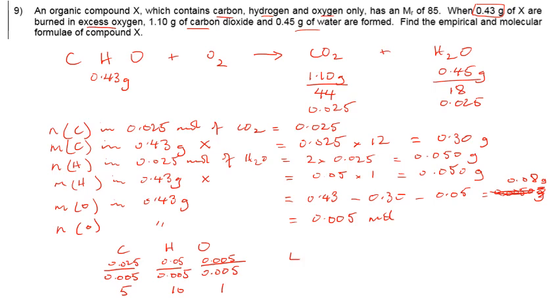Okay, so therefore our empirical formula is C5H10O, like so. And if we worked out the relative empirical mass, that's 5 twelves, 60, 70, 86, which is pretty close to this. So I'd say the molecular formula is the same. And there you have it.